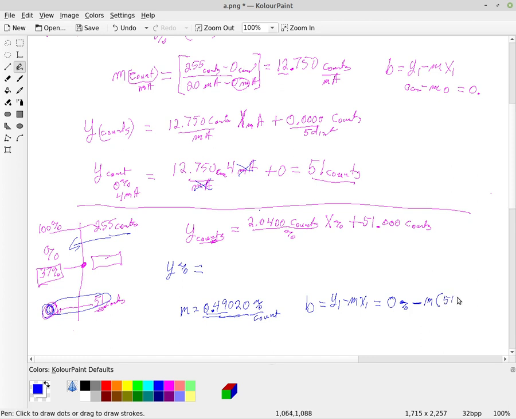Now notice this negative sign. Because at 0%, we have a positive 4 milliamps coming in, which means that we have this value of 51. So we need to make sure we subtract that off. So we're going to have 0.49020 times the 51, and the 51 is counts. And the units for this was percent per count.